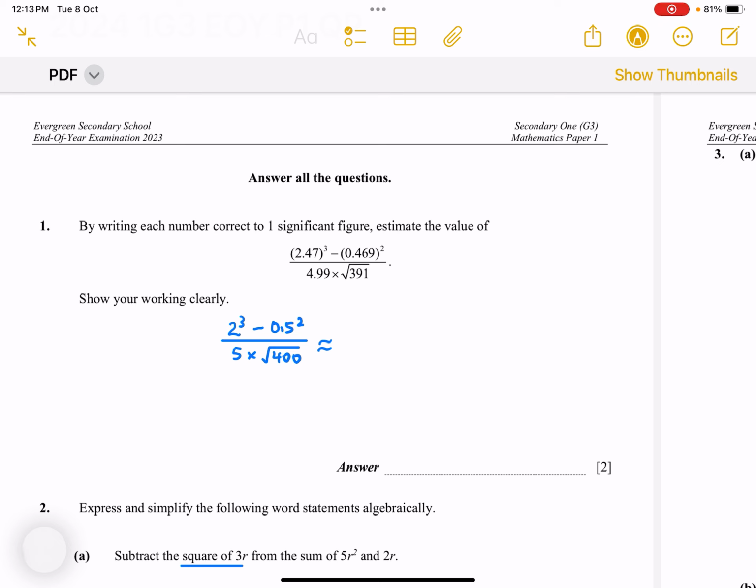In the first question, we must round the numbers to one significant figure before calculating the answer. So 2.47 rounded to one significant figure is 2. Significant figures are counted from the left. And the second number, 0.469, the first non-zero digit from the left is 4. So we look to the right, so we round it to 0.5.